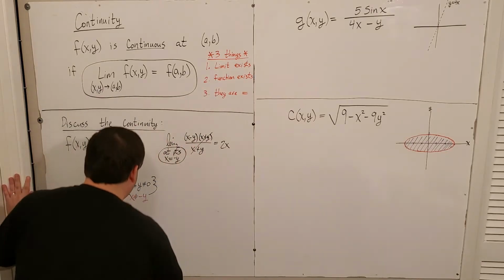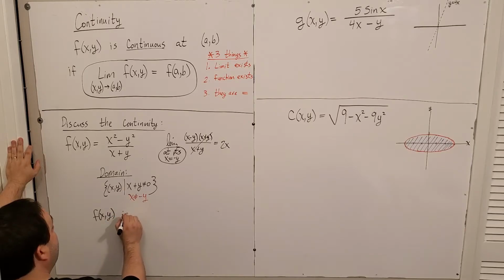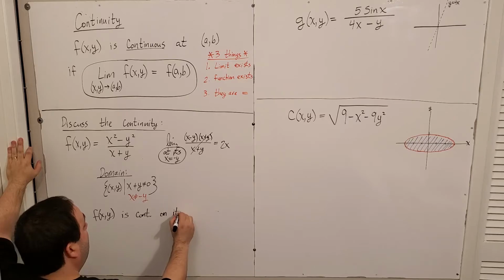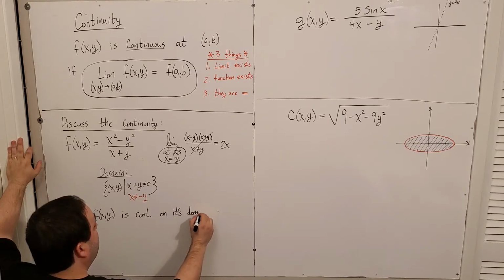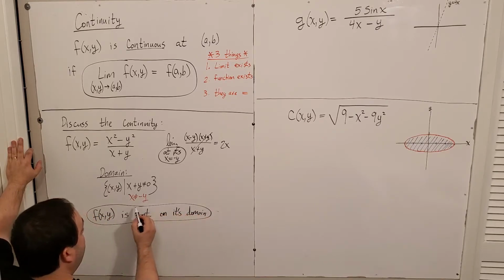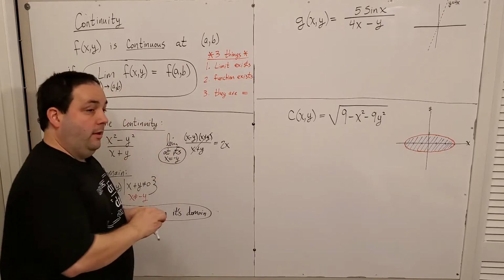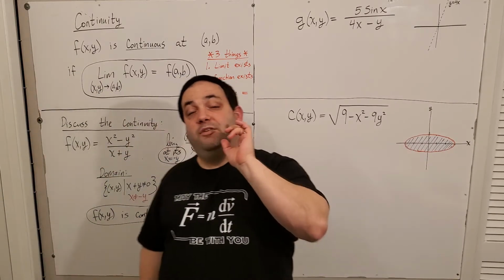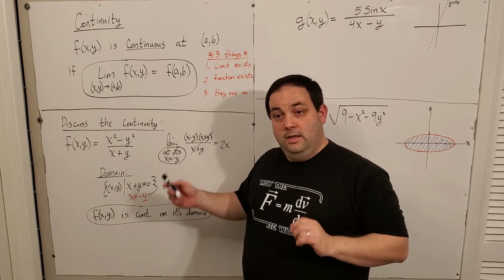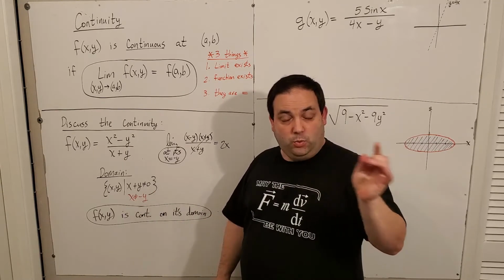So you can actually say f of x, y is continuous on its domain. All points x, y, such that x is not equal to negative y. And the reason is because the function values don't exist. Okay? The limits do exist. Remember what that means. This is a removable kind of discontinuity at each one of those points.